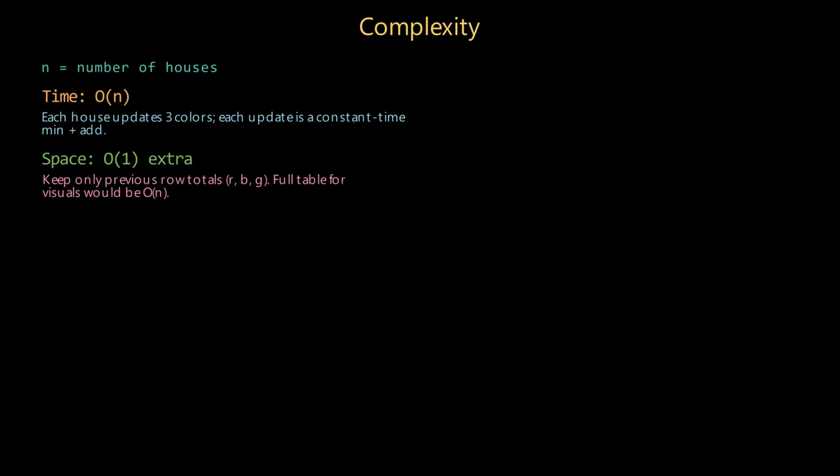Let n be the number of houses. Time is O of n, because each house computes 3 states using constant work per state. Space is O of 1 extra if we keep only the previous row's 3 totals. If you keep the full table for teaching visuals, that display storage is O of n times 3.